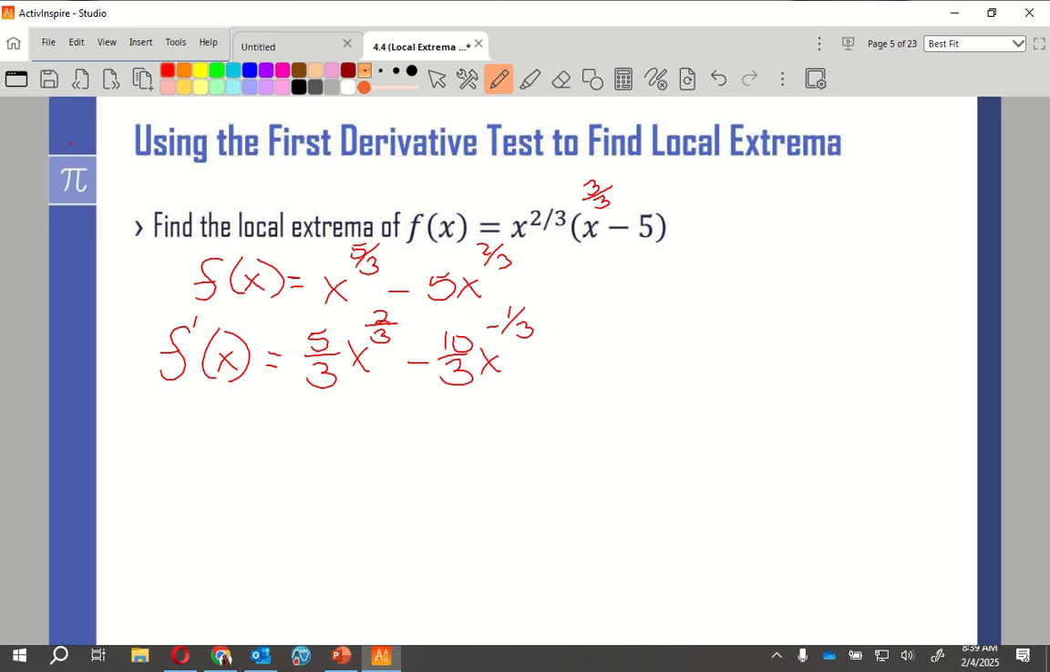Set it equal to 0, and let's take care of that negative exponent. I'm going to rewrite it so it's a little easier to see. So I'm going to have 0 equals 5x to the 2/3 over 3 minus 10 over 3x to the positive 1/3.